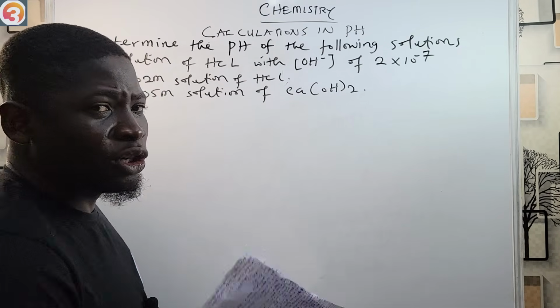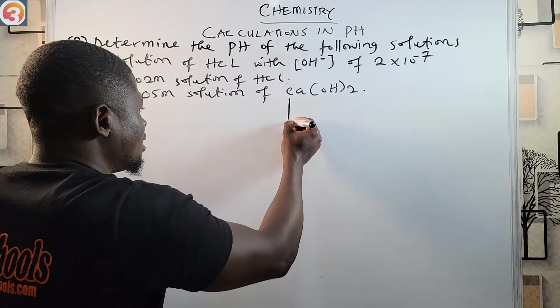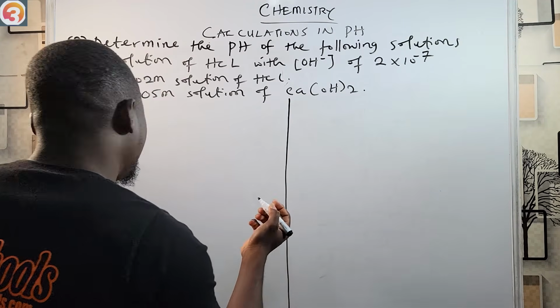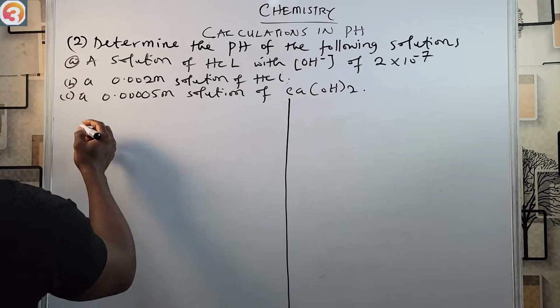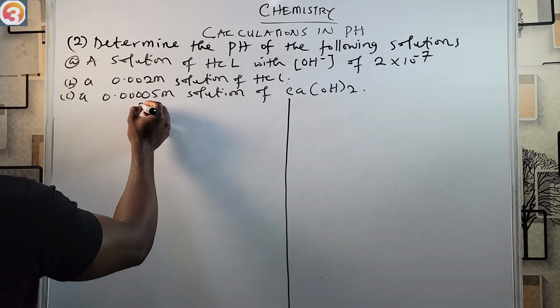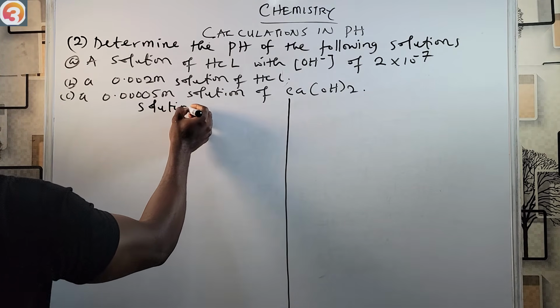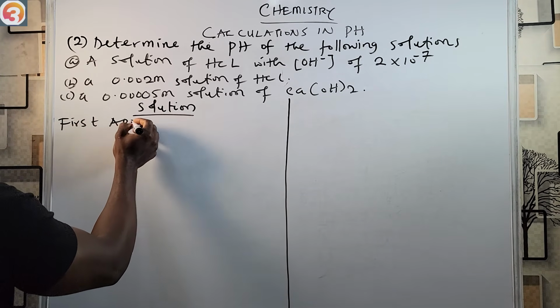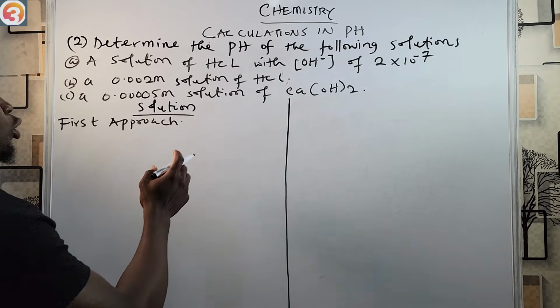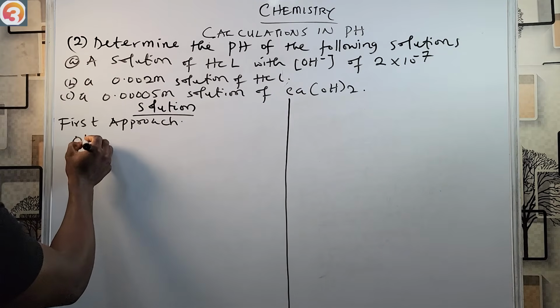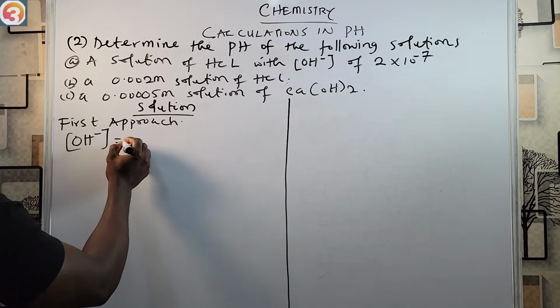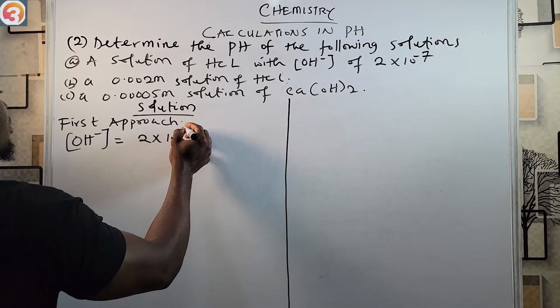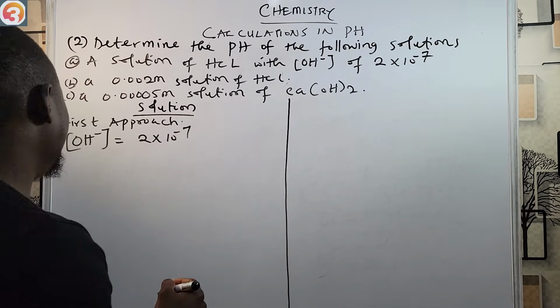Or we can also say that, well, let me divide this into 2 so that I can see clearly. Now, the first approach. So let me say solution. For the first approach we are going to use, we are going to look for the pOH, because we are given the hydroxide ion to be equal to 2 times 10 to the power minus 7.